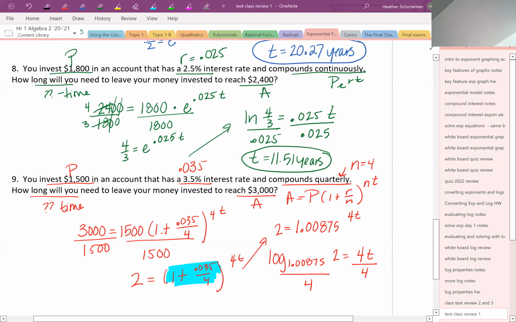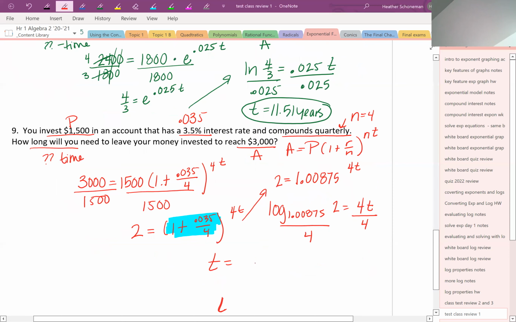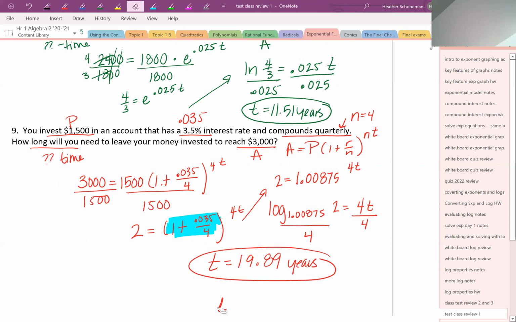So our final answer is time equals 19.89 years. Okay. Now, because this was only on the review day, I don't want you to stress about it, but this is a skill and an application that we're going to need for coming years. And you have all of these things together. You have the ability to do these problems. So that's why I want you to be prepared for it.